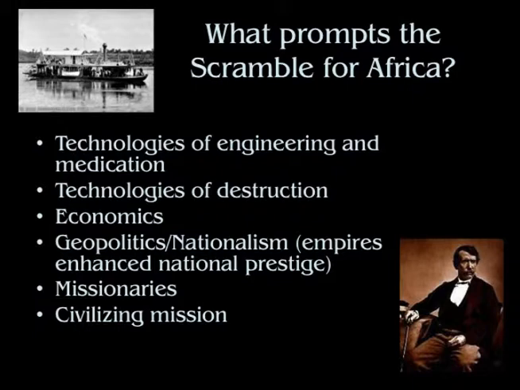So for technologies of engineering, you see the big thing is going to be iron steamships. We have coal-burning boilers on smaller boats that allow boats to go farther inland than they had previously. You also have things like dredging, which you wouldn't think of normally, but now that can be done with steam-powered machines, so it's a lot easier to create ports. So certain technologies of engineering help European powers make further inroads in Africa.